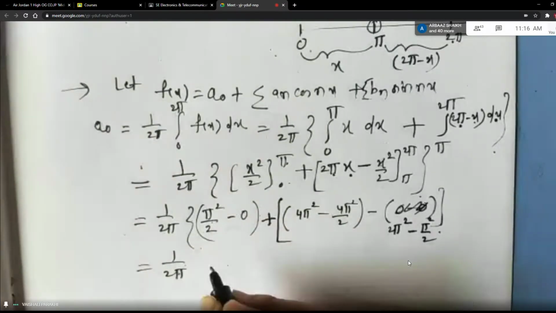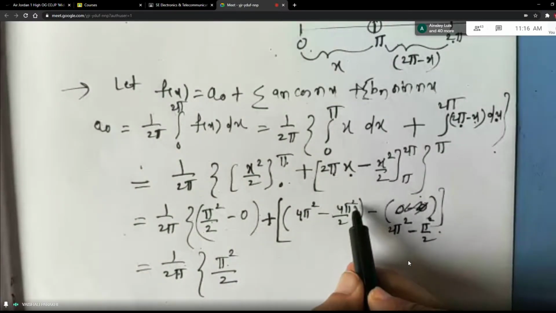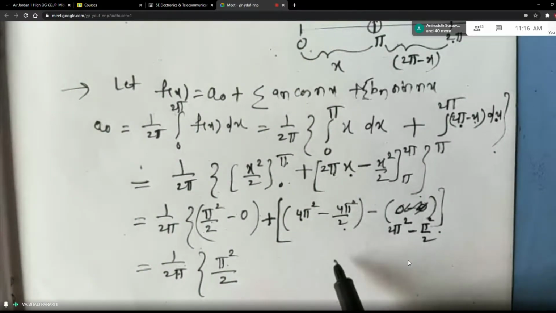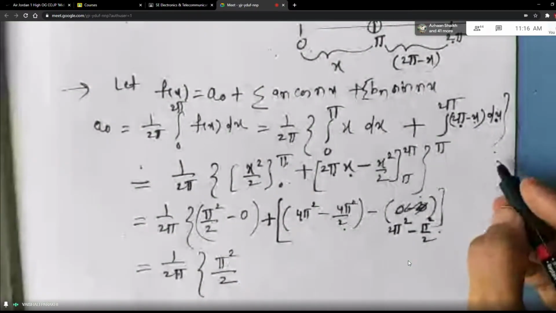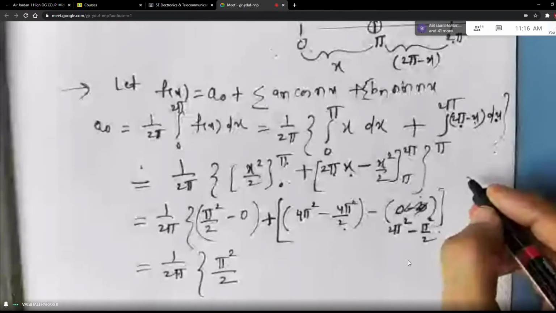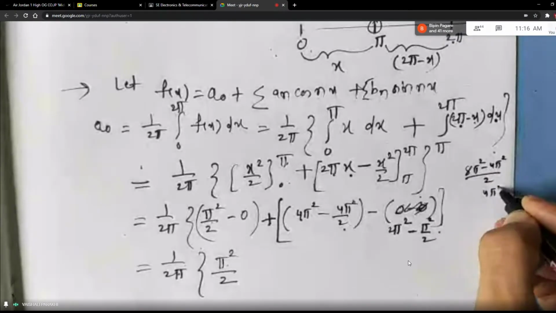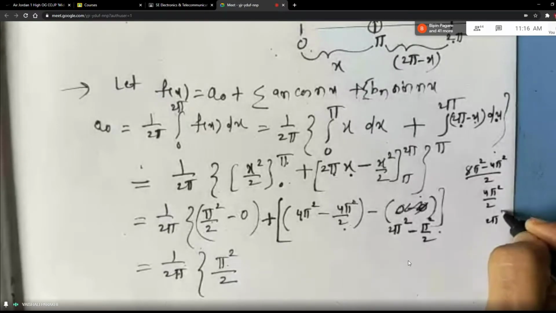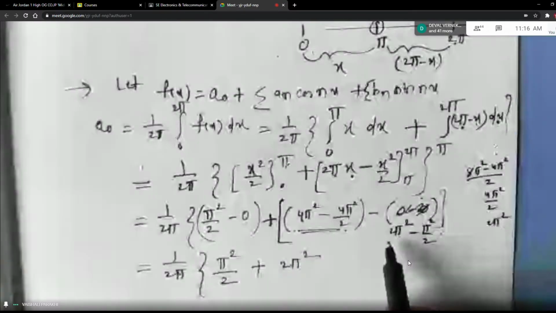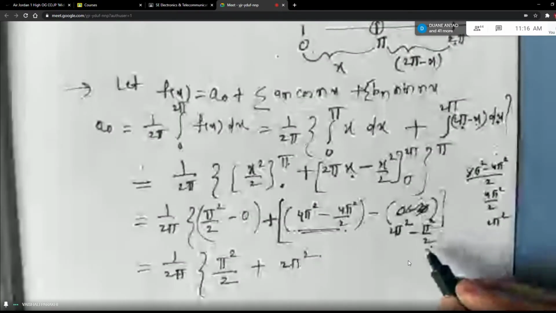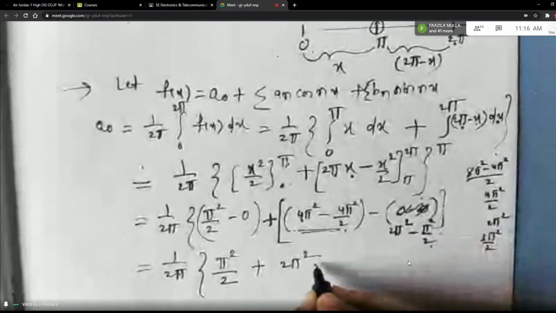It is pi square by 2. Now what is 4 pi square minus 4 pi square by 2? It will be 4 pi square by 2, right? Because if you cross multiply, it will be 8 pi square minus 4 pi square divided by 2. You can do some rough work students instead of increasing the number of steps. So it will be 4 pi square by 2, which is 2 pi square. So this bracket is 2 pi square. Now what is 2 pi square minus pi square by 2? Again cross multiply. 4 pi square minus pi square is 3 pi square, so 3 pi square by 2 with minus sign.